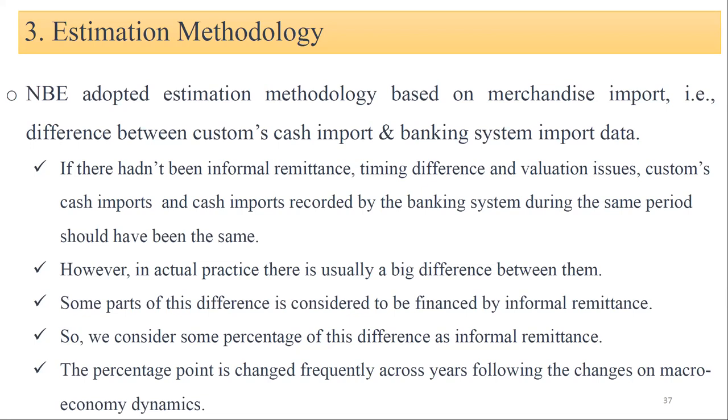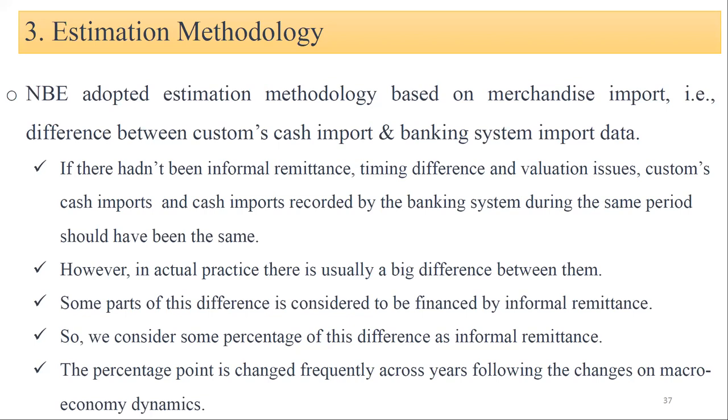In Ethiopia, an importer can use both cash and franco valuta import. So we exclude the franco valuta import and only take the cash imports. We also have the banking system cash import. So we compare the customs cash import value with the banking system cash import value, and we get some differences. If our total import were financed only by the banking system, the customs cash import value would equal the banking system cash import value. But because of various reasons, for example valuation, time difference, and financing through the informal channels, there is always a difference between the customs cash and the banking system cash.